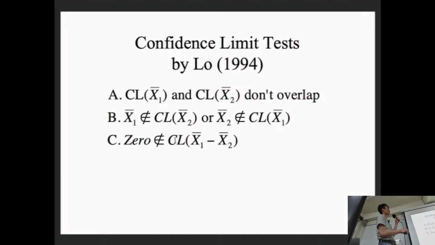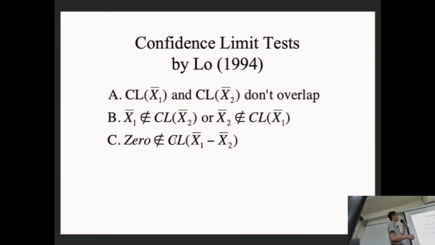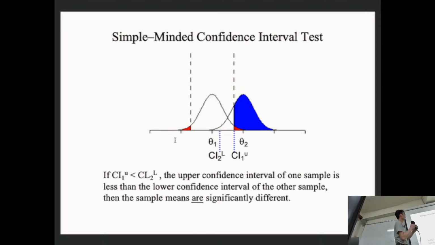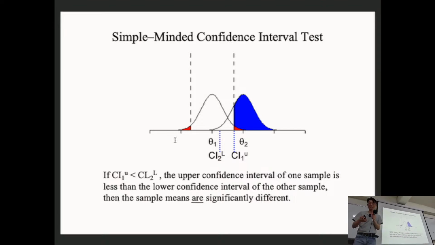And statisticians have long discussed how you decide that hypothesis test, right? The very strict, very conservative test is that the confidence limits don't overlap. I already gave an example, right? That is very strict, very conservative test. And then the less conservative test is whether X1 bar is not included in the confidence interval of X2 bar, or X2 bar is not included in the confidence interval of X1 bar. So this is more liberal, right? It basically asks whether the mean is included here or not. That's a different way.